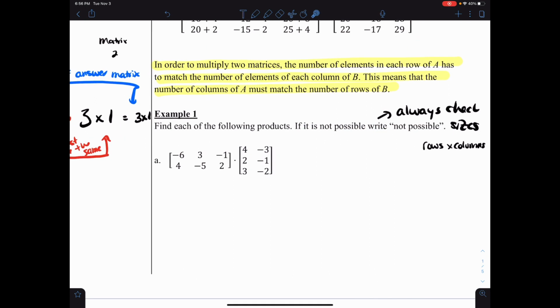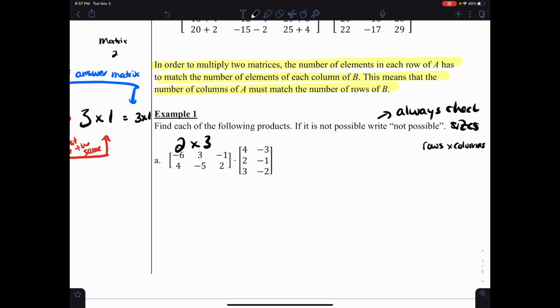But just as a reminder, how do we know if it's not possible? We should always just check the sizes of each. So that's your first step. We see this matrix, and remember rows go first and columns go second. So row 1, row 2, column 1, column 2, column 3. So it is a 2 by 3 matrix.